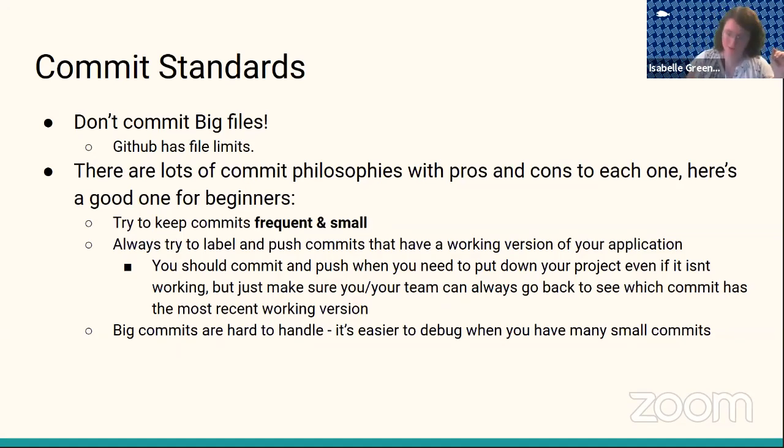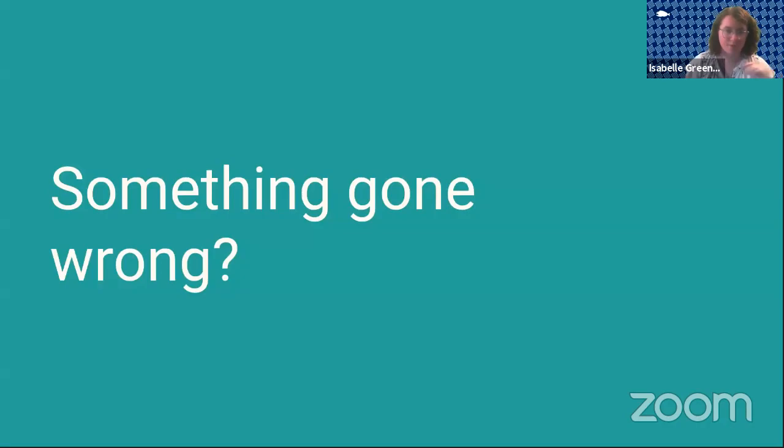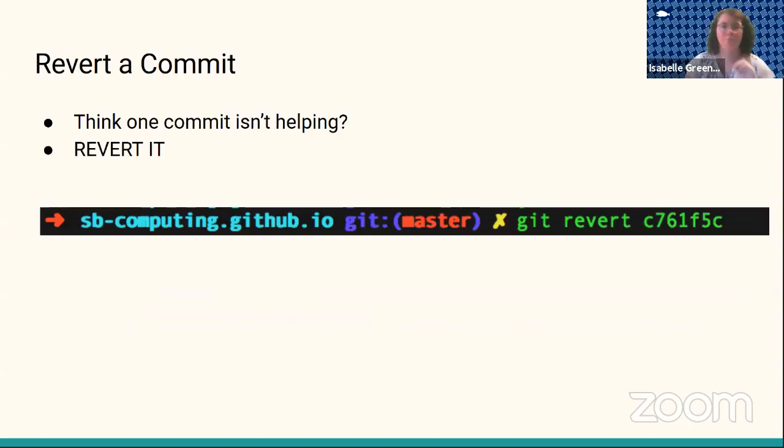So that is the main idea. But now, something goes wrong. Let's say you commit and it completely breaks everything. You can revert that. Pretty explanatory.